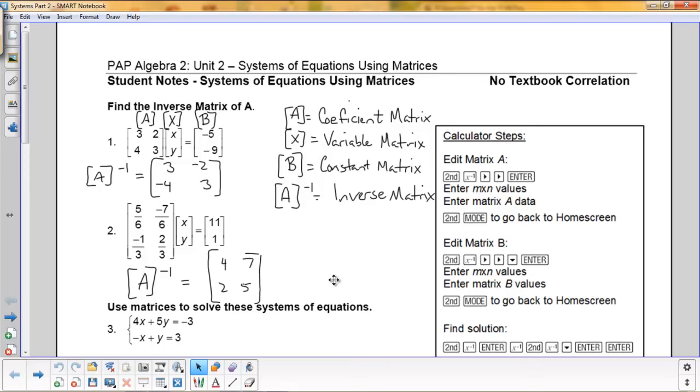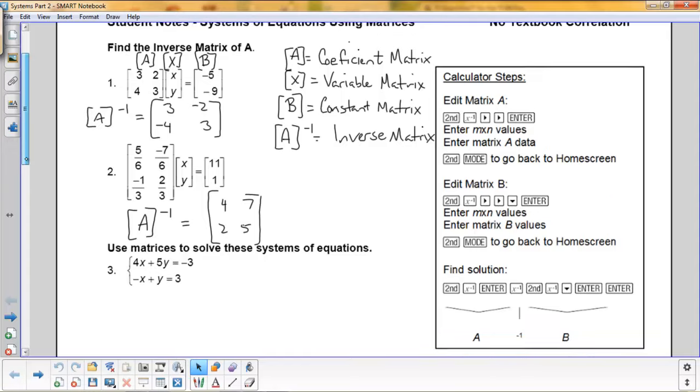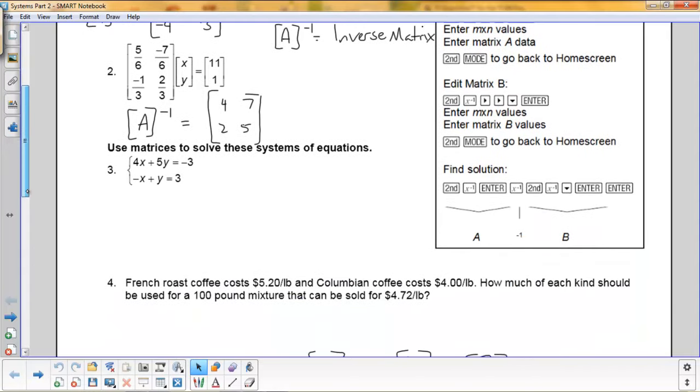Alright, and that is exactly how we solve matrices. I wanted you to do the inverse on your own, but go ahead and take a look at question number 3, and we'll just continue on as we go.